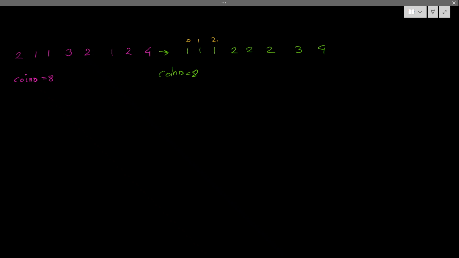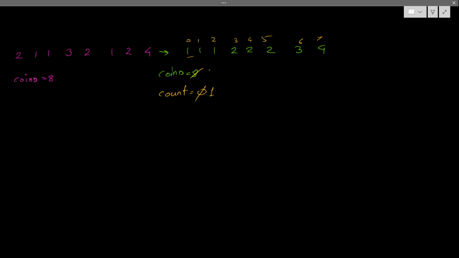So 0, 1, 2, 3, 4, 5, 6, 7. I'll check for the 0th index. Can I buy this ice cream? Yes, because my coins are 8 and my ice cream price is 1. So I can buy that. Count is nothing but how many ice creams I can buy. So I can buy this one.